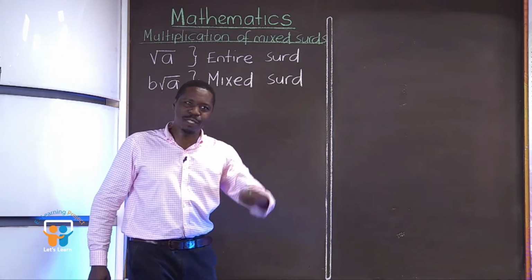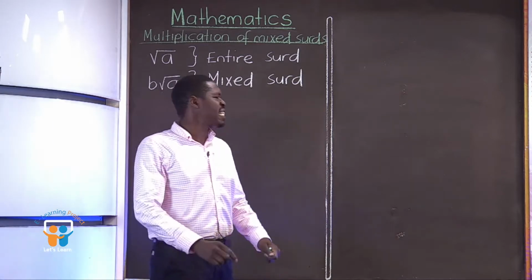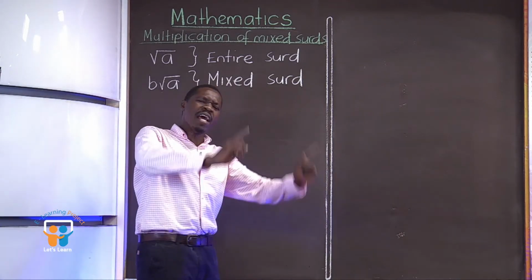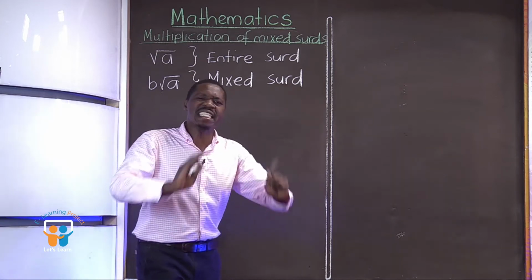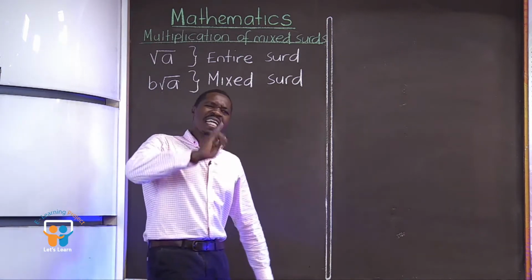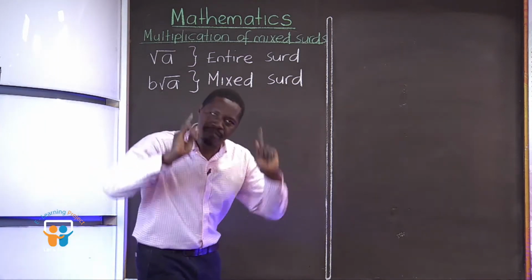How do we multiply mixed surds? The rule remains the same. Mr. Examiner, don't confuse us. Whether corresponding or not, all surds can be multiplied. Whether it is an entire surd or a mixed surd, they can all be multiplied.